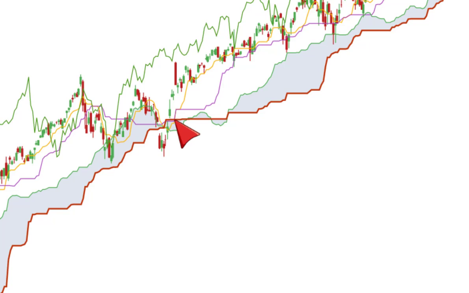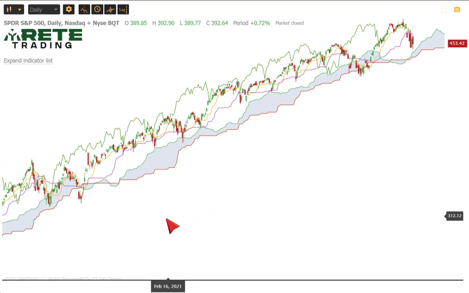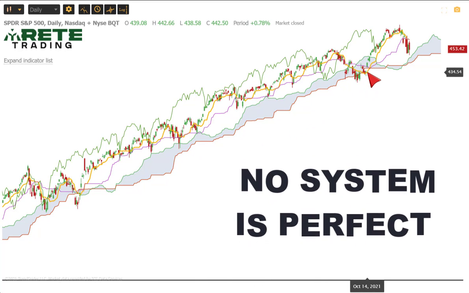Now, when you see, I'll give you an example right here, the conversion line crosses below your baseline, okay, that is a sell signal. So if you look at this chart and understand this just a little bit, you can go through these movements and how they transpired from here, and then what that would lead to, until you cross back over. And of course, nothing's perfect, right? We all know that. But you can see these right here, how you crossed here.